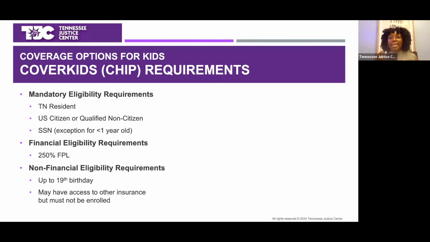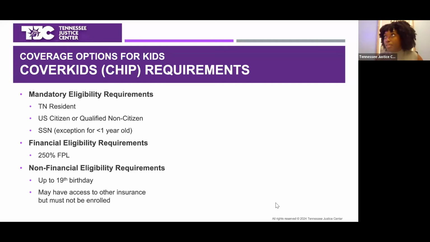Now with this, kids can have access to insurance, they just cannot be on it. So a parent's job could offer them insurance, but they can just simply say, oh no, I don't want it. I've even seen parents find out that their kids qualify for CoverKids and choose to disenroll their kids from the private insurance plan. That's perfectly acceptable. They just can't have both.